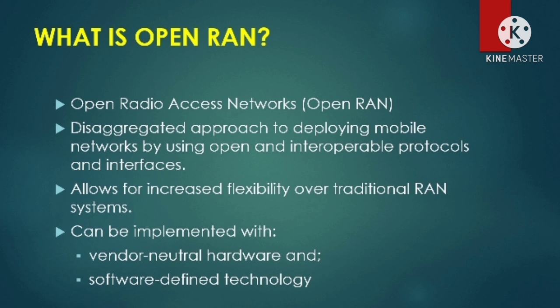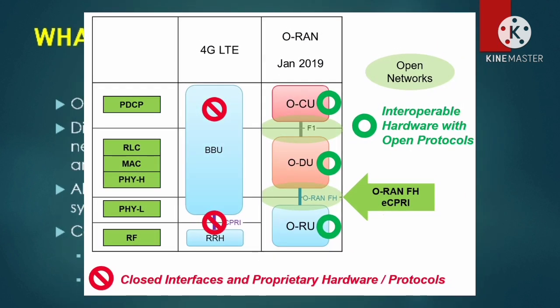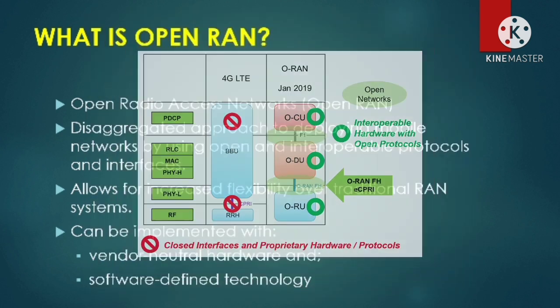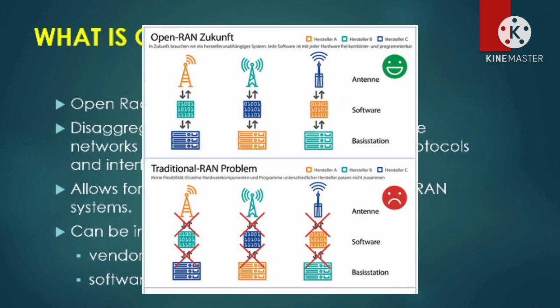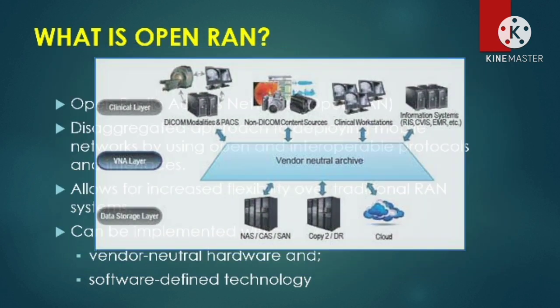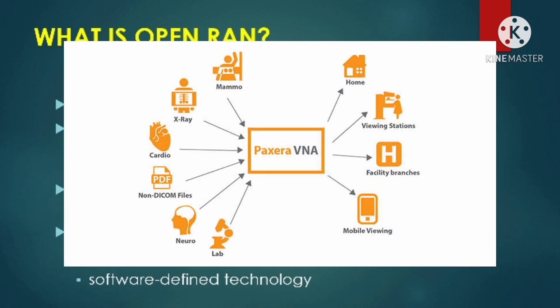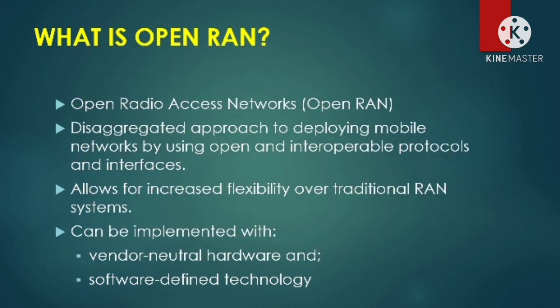What is Open RAN? Open Radio Access Networks, or Open RAN, refers to a disaggregated approach to deploying mobile networks by using open and interoperable protocols and interfaces, which allows for increased flexibility over traditional RAN systems. Open RAN can be implemented with vendor-neutral hardware and software-defined technology based on open interfaces and industry-developed standards.